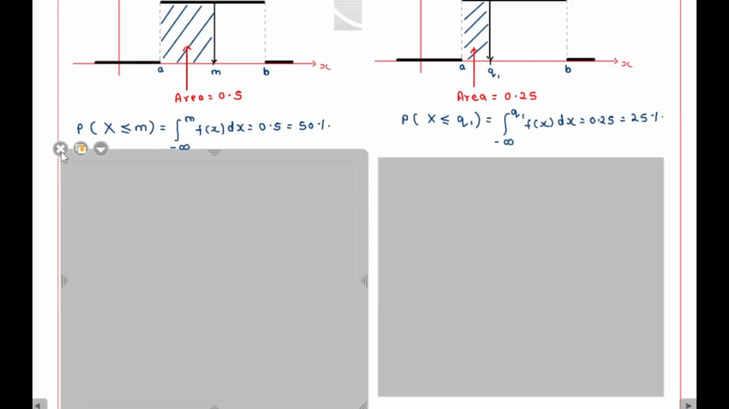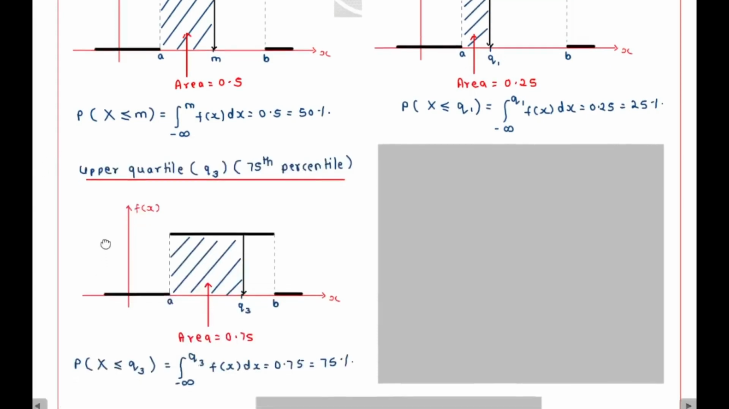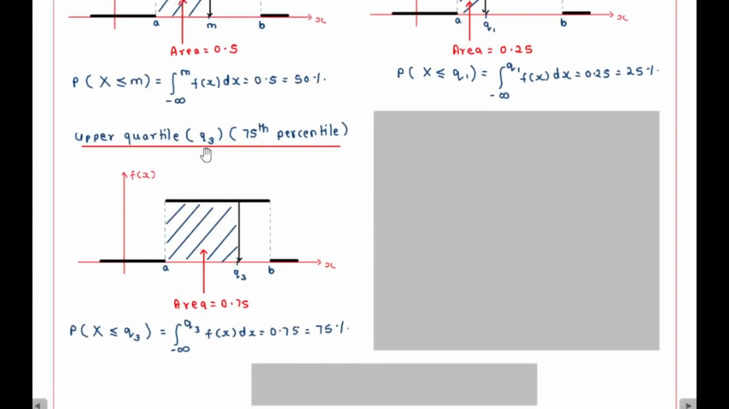Similarly, like the lower quartile, we have something called the upper quartile. We represent it by the letter q3. So q3 is that particular value of x to the left of which the area under the curve is 75%, or 0.75. So the probability of x less than or equal to q3 is equal to the integration of f of x when x is varying from minus infinity to q3, and this integration will be equal to 0.75 or 75%.